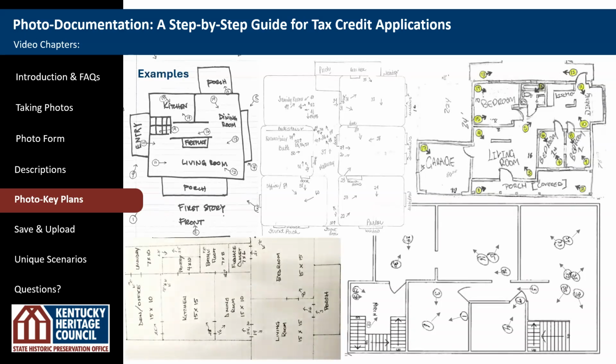Here are some hand-drawn examples of photo key plans that have been submitted for tax credit review. Notice that each plan contains varying degrees of detail, but all have walls, photo numbers, and directional arrows, and are all accepted as photo key plans for simple tax credit projects.